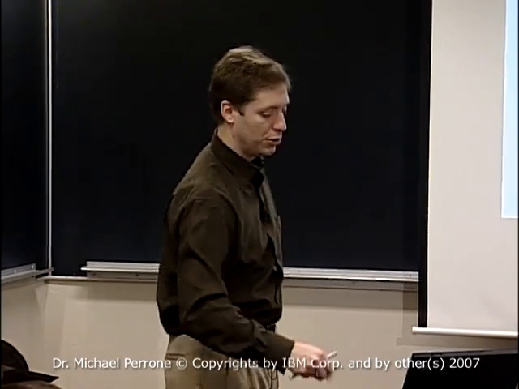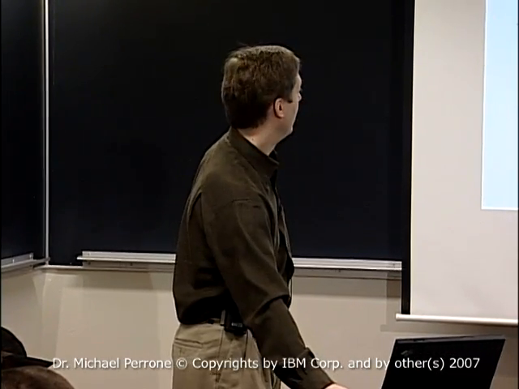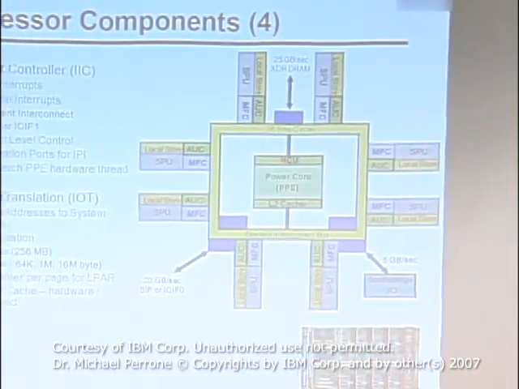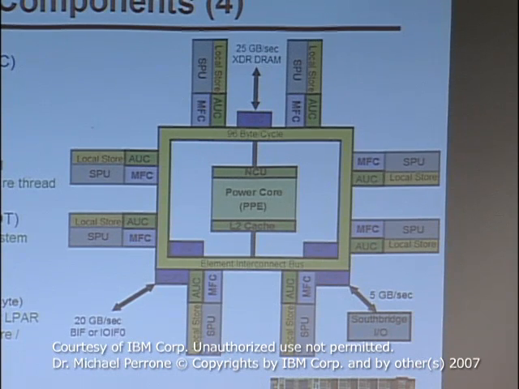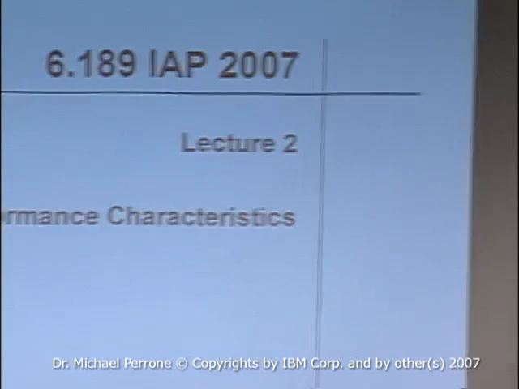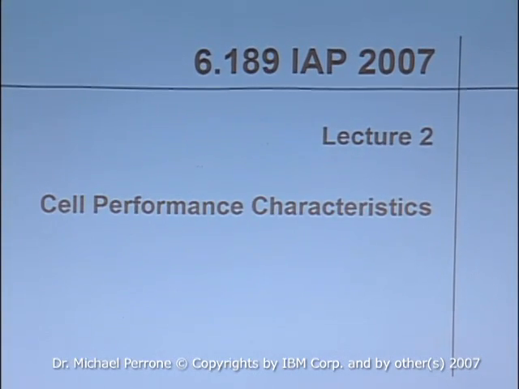There's an interrupt controller and IO bus master translation unit. And these allow for messaging and message passing and interrupts and things of that nature. Okay. So that's the hardware overview. Any questions before I move on?